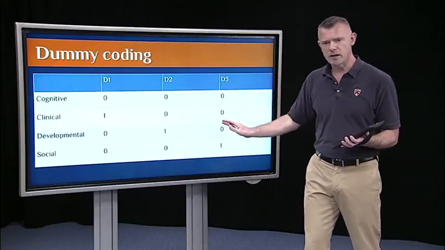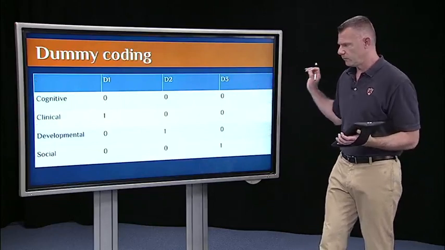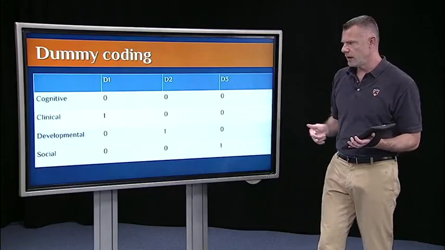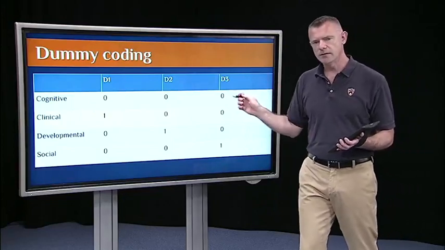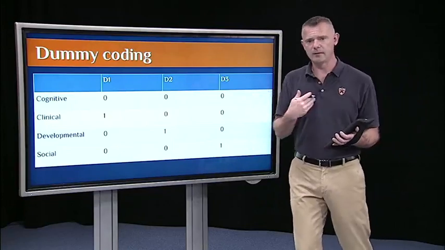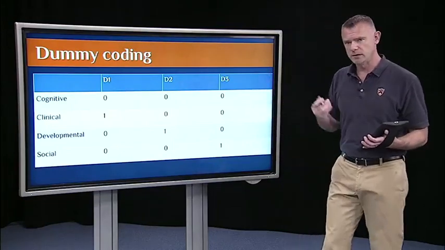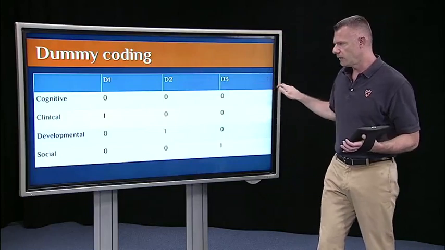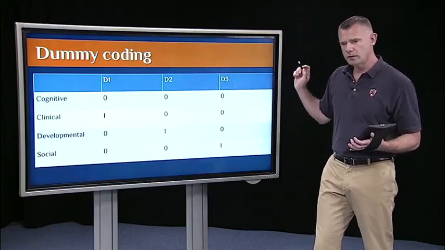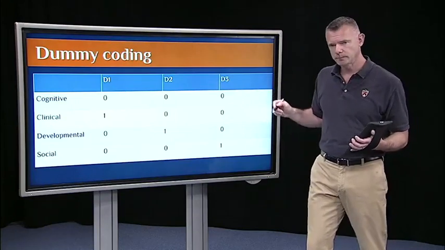This is a simple scheme to put a numeric value on each of these groups, and I'm using cognitive as what's called the reference group. I did that because I'm a cognitive psychologist, so for me it was easy to remember that cognitive is going to get zeros across the board for dummy code 1, dummy code 2, and dummy code 3.